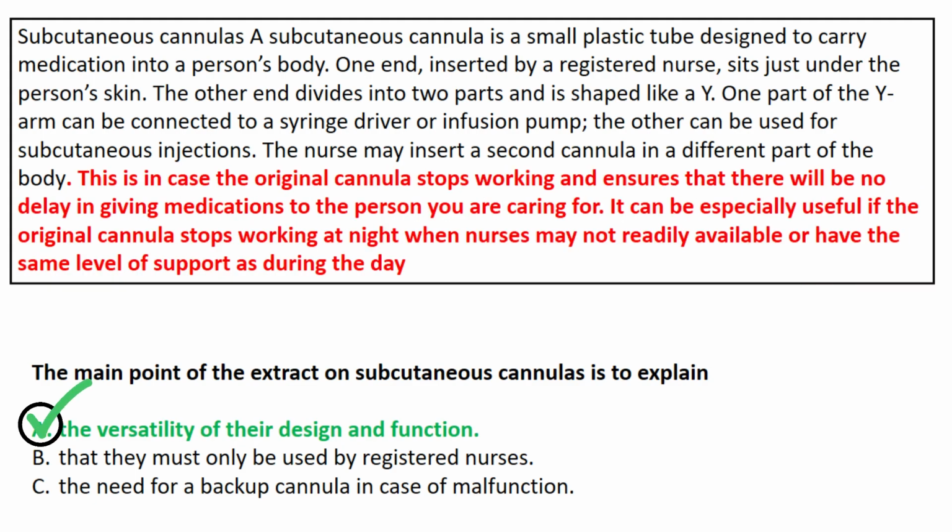The correct option for the question: the main point of the extract on subcutaneous cannulas is to explain, is A, the versatility of their design and function. The paragraph describes how a subcutaneous cannula is a small plastic tube that can be used to carry medication into a person's body, and how it has two Y-shaped arms, one of which can be connected to a syringe driver or infusion pump, while the other can be used for subcutaneous injections.